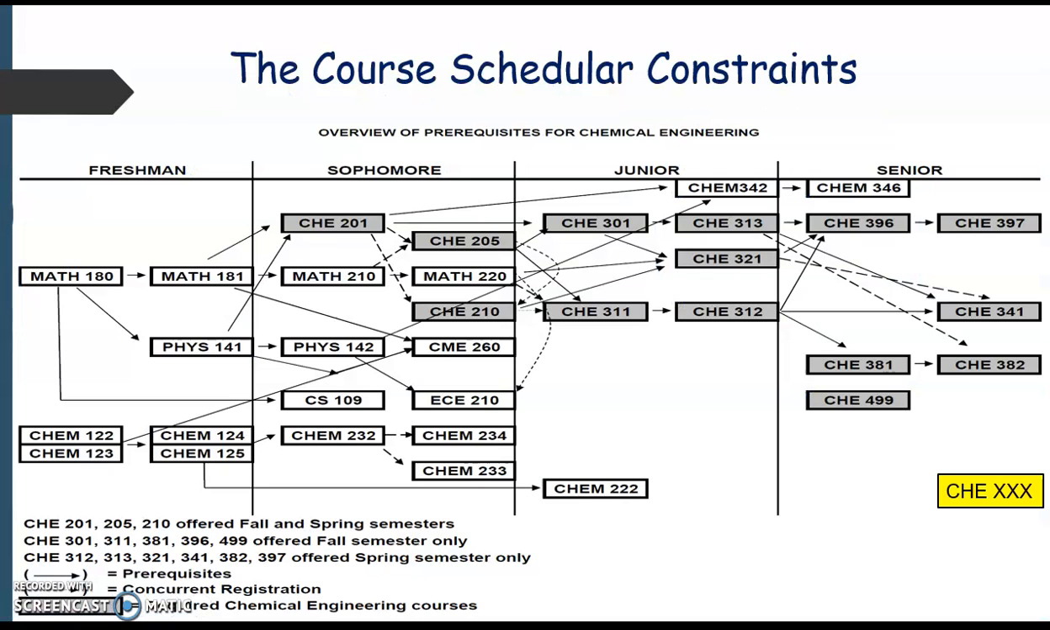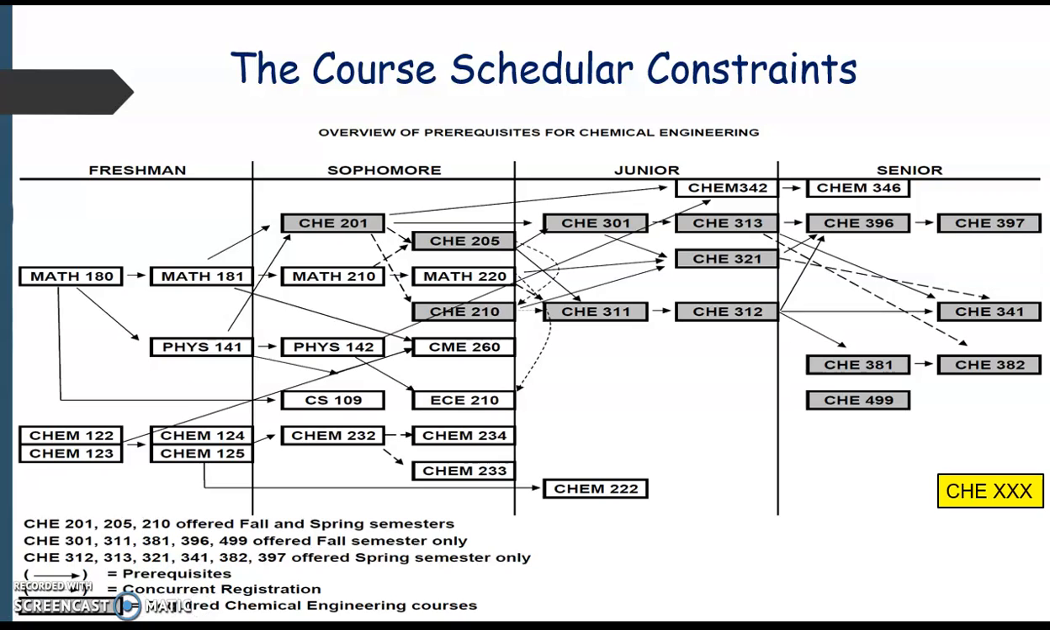This is an overview of all the prerequisites for chemical engineering. It can be seen as a very complex map of courses that need to be taken over a period of 4 academic years to complete the degree. The flowchart depicts all the prerequisites and offerings for each course, which should be implemented.